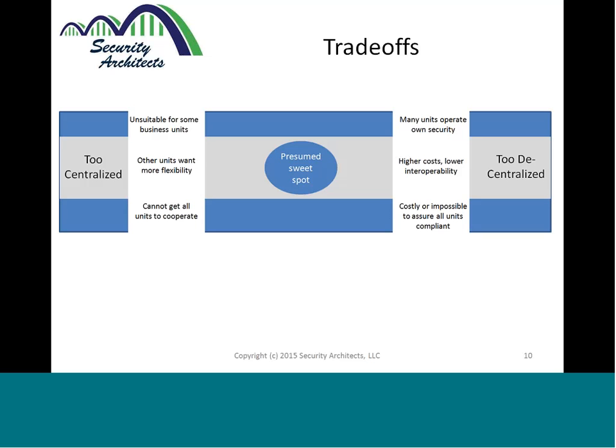And you'll also find in any type of organization, commercial or government too, that there's always going to be units that want or need more flexibility. Maybe their business function is a little different from the rest of the units. And even in many cases, even when there's no logical reason why the units can't all operate under a common structure, sometimes it's hard to get them all to cooperate.